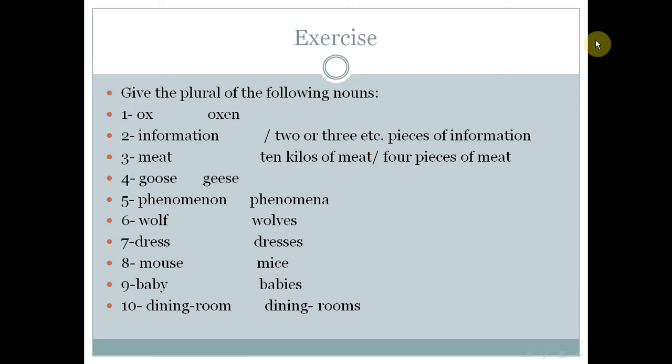Goose, plural of goose, geese, by a vowel change. We change the vowel, the double O into double E. Goose, geese. Phenomenon, phenomena, it's a Greek or Latin word. So phenomenon, phenomena. Wolf, wolves. It ends in F, so we drop F and add VES. Wolf, wolves.